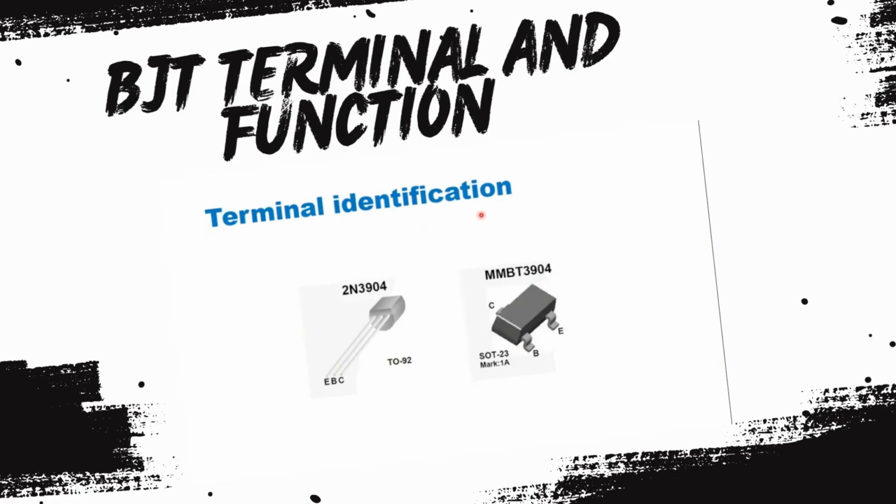Next one is terminal identification. These are two types of packaging of the transistor. If we want to recognize the terminals, then in this type of packaging, the emitter is towards the left side, base is in the middle, and collector towards the right side. If the packaging is like this, then base is on the left side, emitter is on the right side, and collector is on the back side.